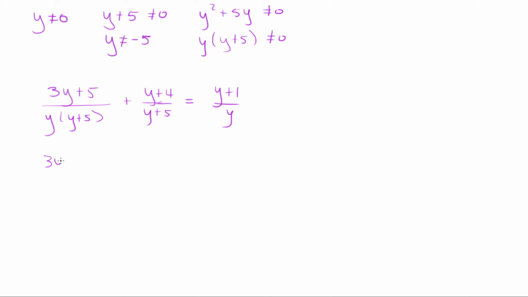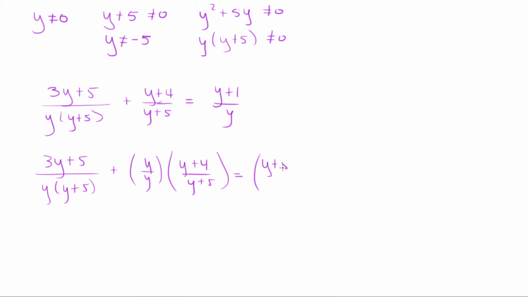So you have 3y plus 5 over y times y plus 5, plus this one again, I'm going to multiply by y over y, plus 4 over y plus 5. And this one I'm going to multiply by y plus 5 times y plus 1 over y. Once you do that, you do not have to multiply the denominators. You can leave it factored, but you do have to multiply the numerators.